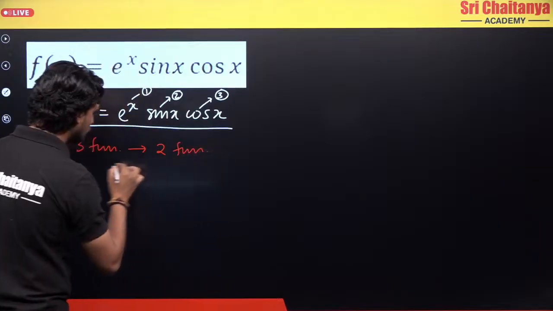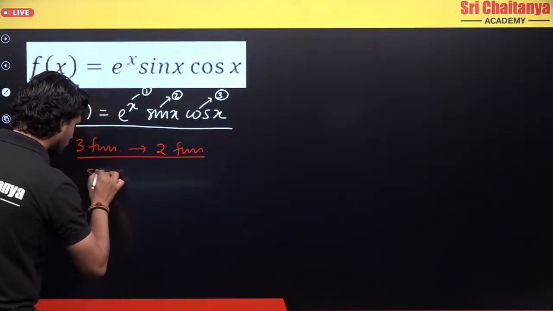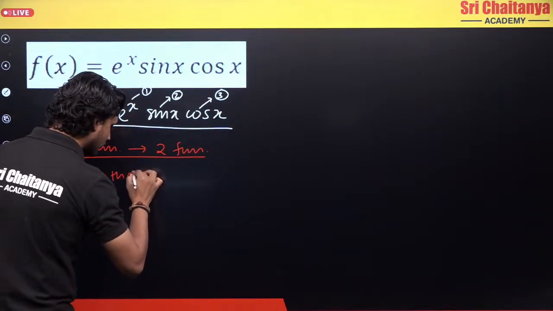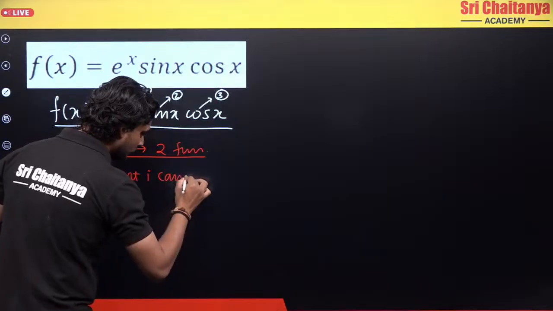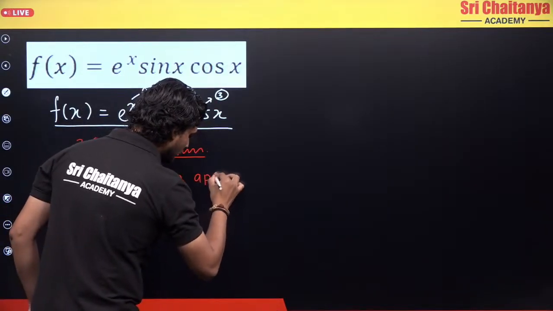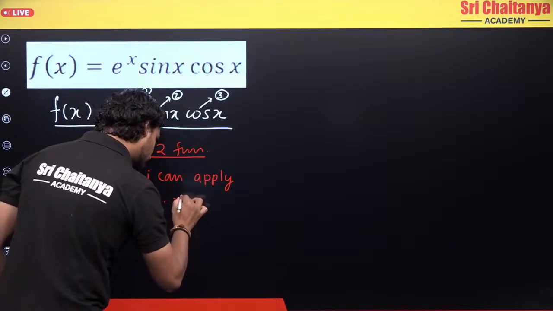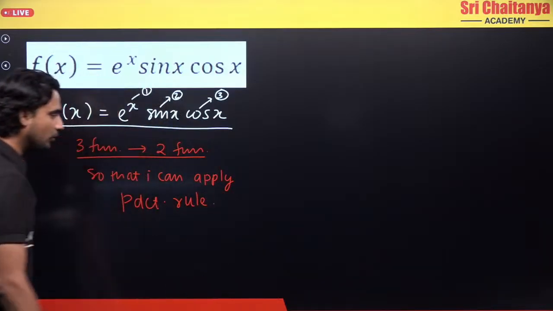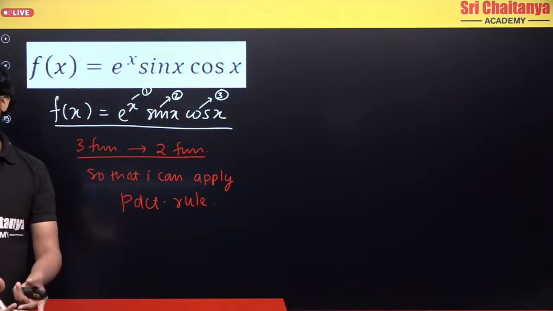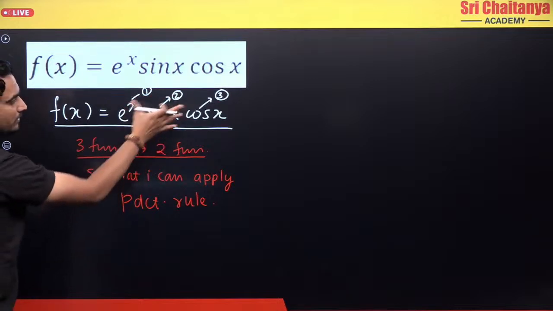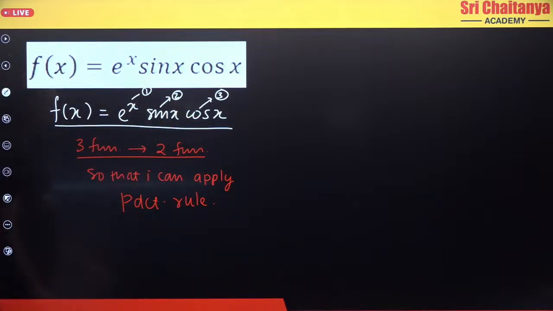Why 3 functions to 2 functions? So that I can apply the product rule. This is my main motto. You should know what you are doing basically. So we have 3 functions, but 3 functions I cannot solve. If I have 2 functions, I can easily apply the product rule.